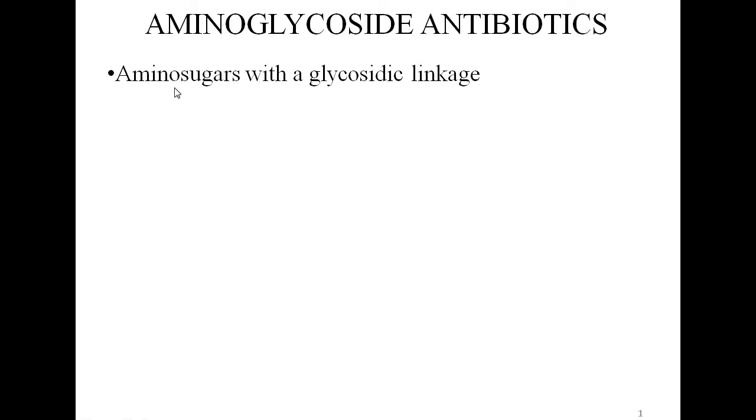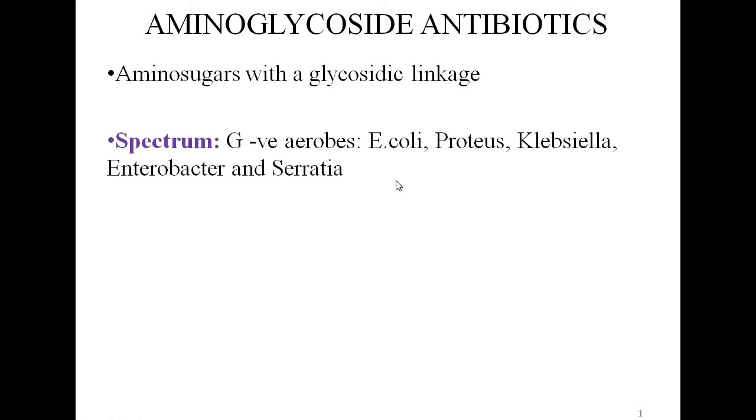Aminoglycoside antibiotics are chemically amino sugars with a glycosidic linkage, therefore the name aminoglycoside. They are effective against gram-negative aerobes like E. coli, Proteus, Klebsiella, Enterobacter, and Serratia.